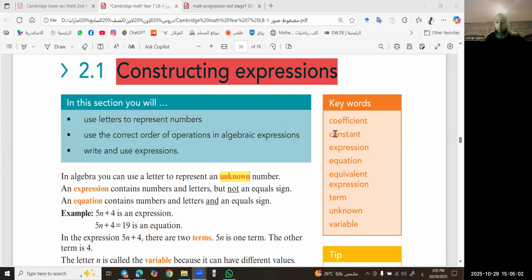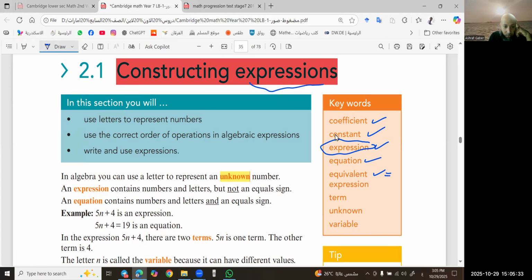هنقعد هنتكلم في اليونت ديت على some words. في words هنتكلم عليها في اليونت دي. عندي هنا هنتكلم أول حاجة على expression and how we can form the expression، وفي constant coefficient constant expression دي اللي هنتكلم عليها today and equation equivalent means equal and expression term unknown and variable.